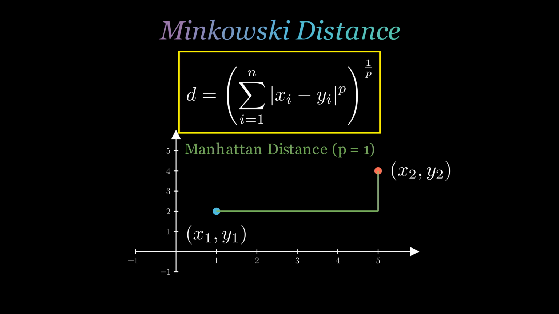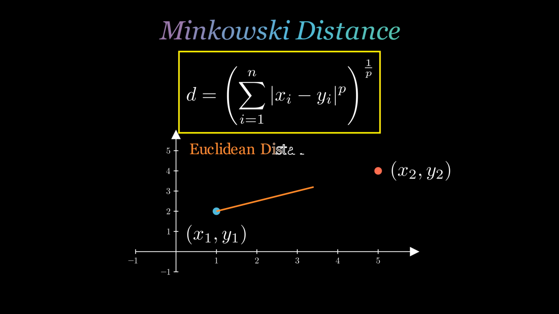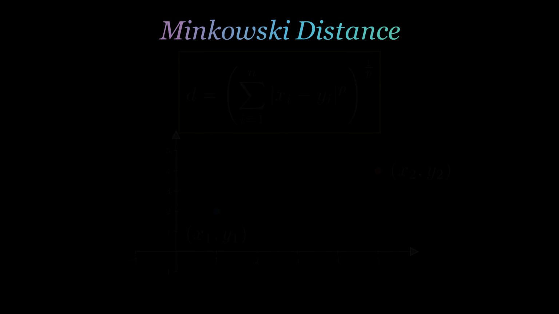When p equals 2, the Minkowski distance becomes the Euclidean distance, which is the shortest straight line path between the points. As the value of p increases further, the Minkowski distance adapts, giving more weight to larger coordinate differences. The Minkowski distance provides a flexible and powerful metric, allowing customization for various data types and applications.